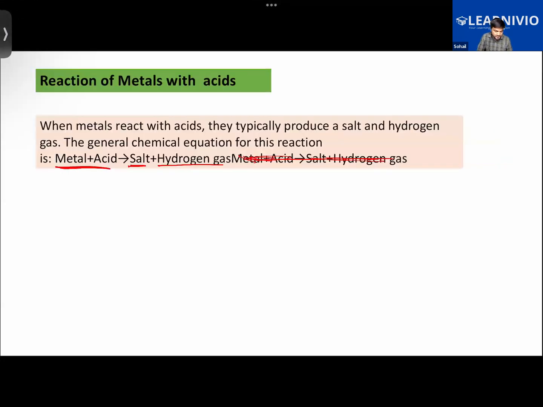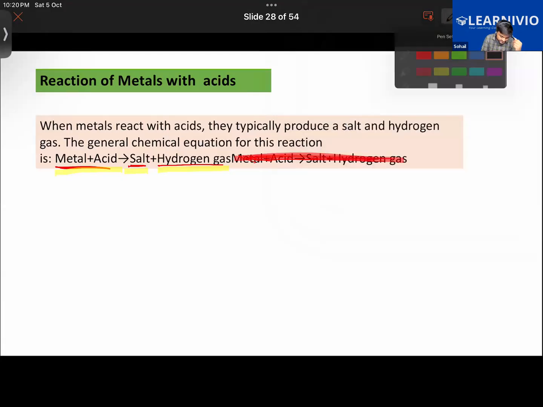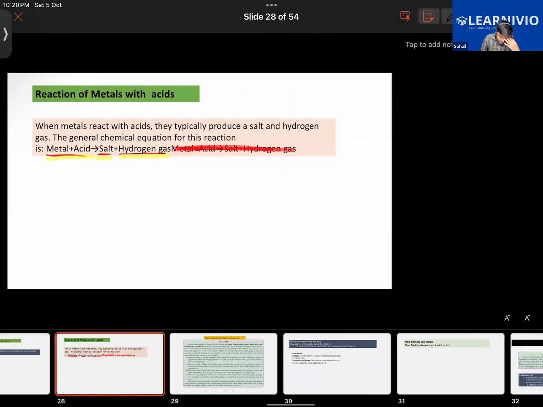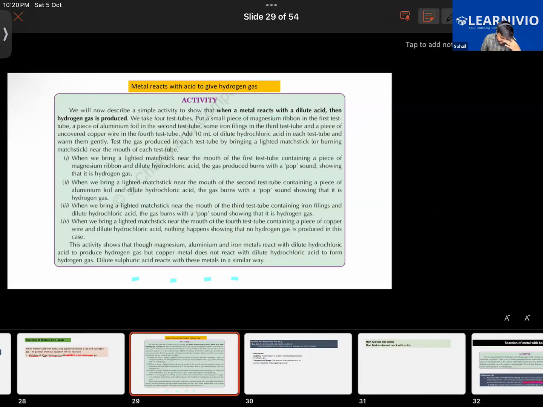Then we have the reaction of metal with acids. When the reaction of metal with acids takes place, the metal is going to react with acid to give a salt plus hydrogen gas. Salt plus hydrogen gas is released. Now let's take one example to understand this. Let's take one activity as well.